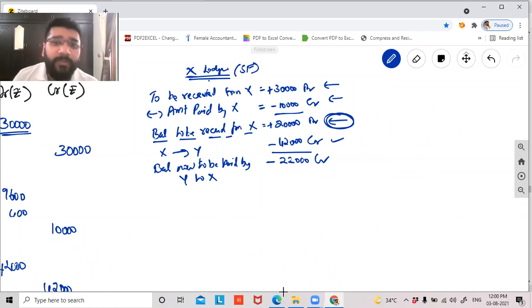Yes, sir. That's what we did. So 20,000 rupees is the asset balance which we have to receive from X. Now we have received excess money. If a debtor gives excess money, will that debtor not become a credit balance now? Yes, sir, it is the same.